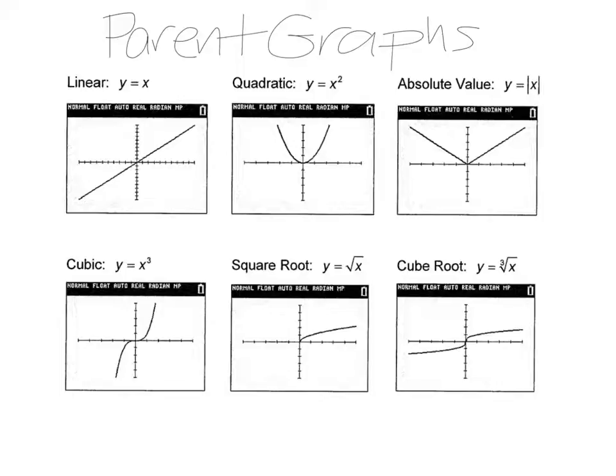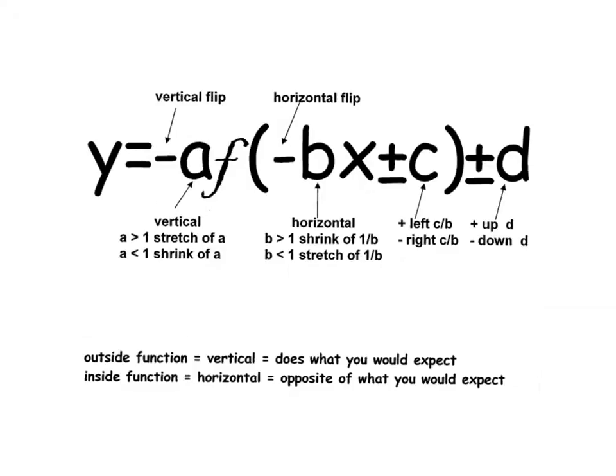When numbers are added, subtracted, and or multiplied to the parent graphs, the graphs move, rotate, and stretch or shrink. This is a guide to tell you what numbers and operations do what things to your graph. We'll go through most of these in this lesson. We will not be doing horizontal stretching or shrinking, but we'll come across most everything else.